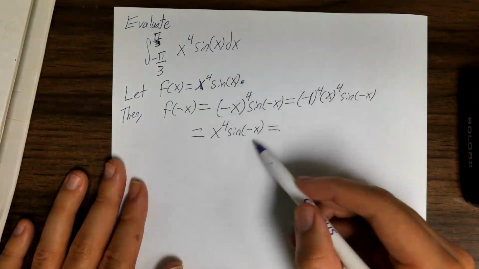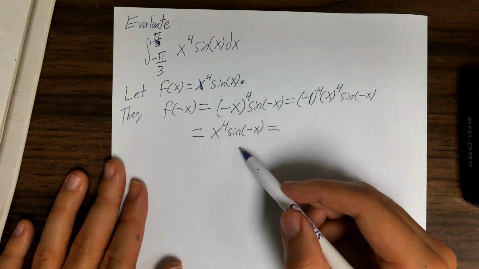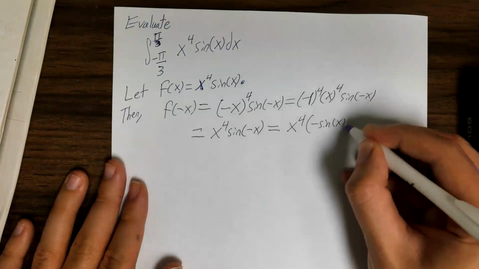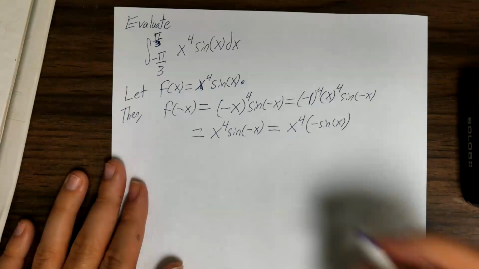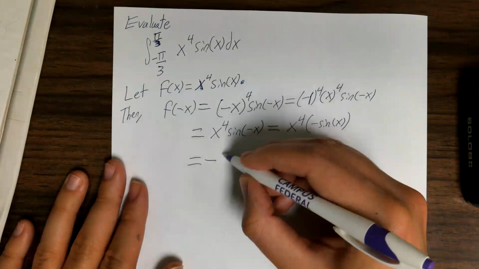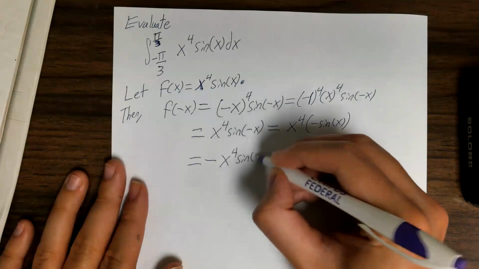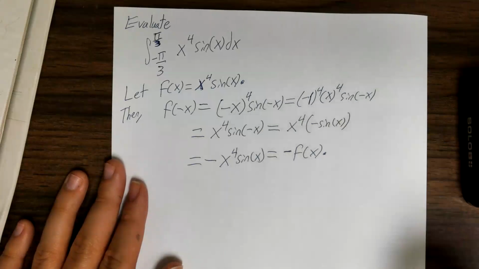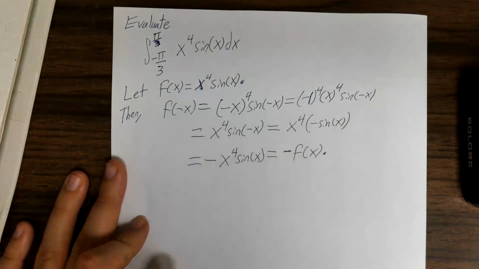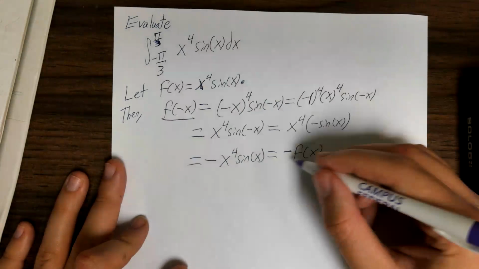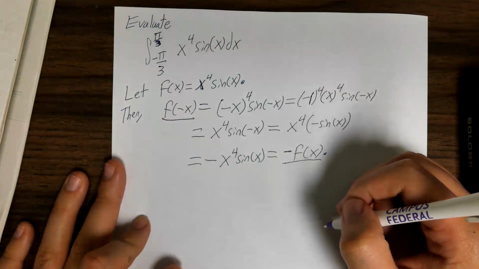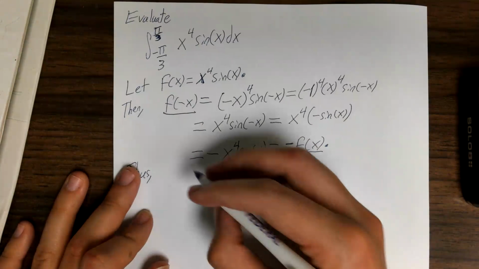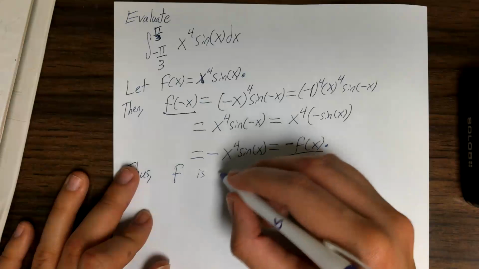Now, this is just something that you have to remember. Sine is an odd function. So that negative there just pops out of the function. I'll bring that back to the front, and we have the same thing as negative f of x. So what you should recognize here is that if f at negative x is the same thing as negative f of x, then we have that f is odd.